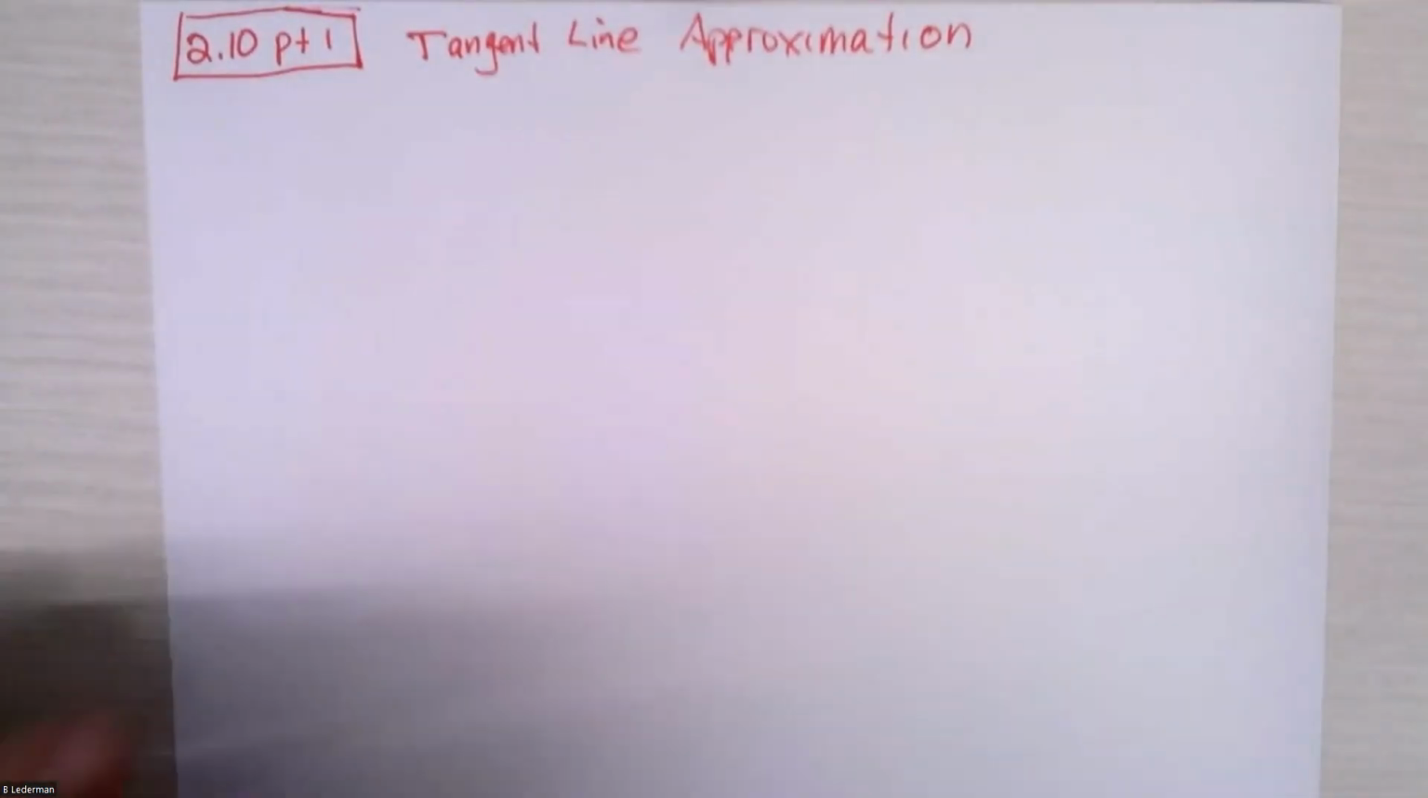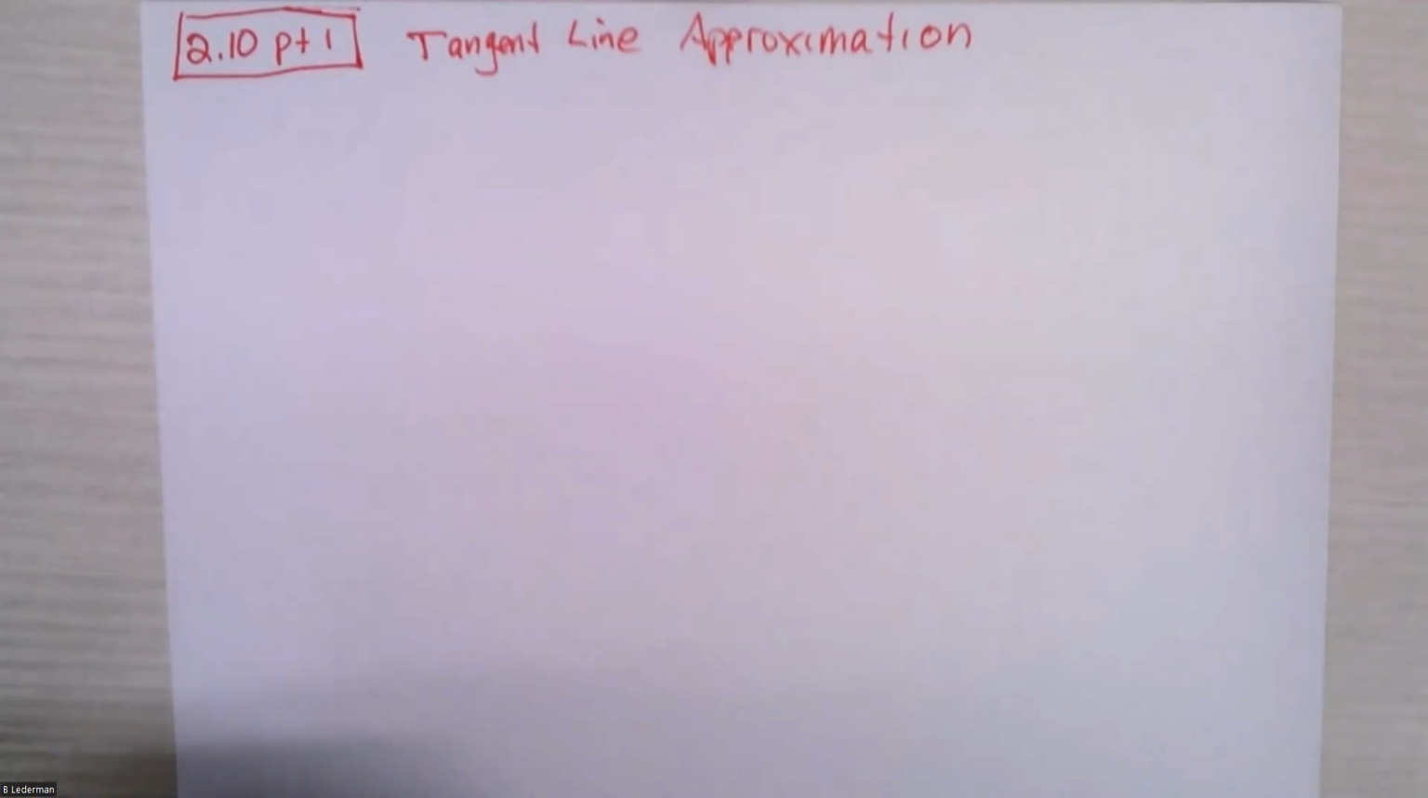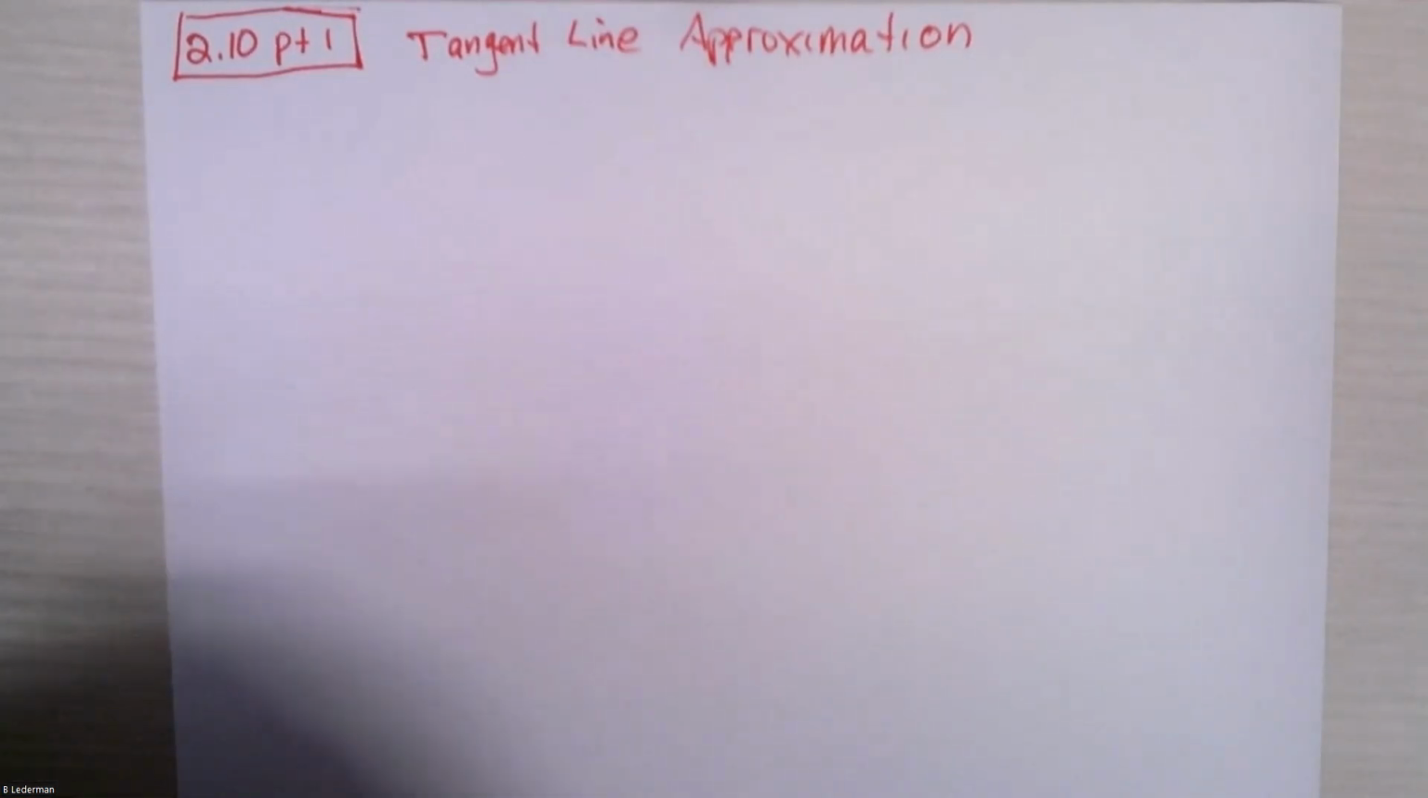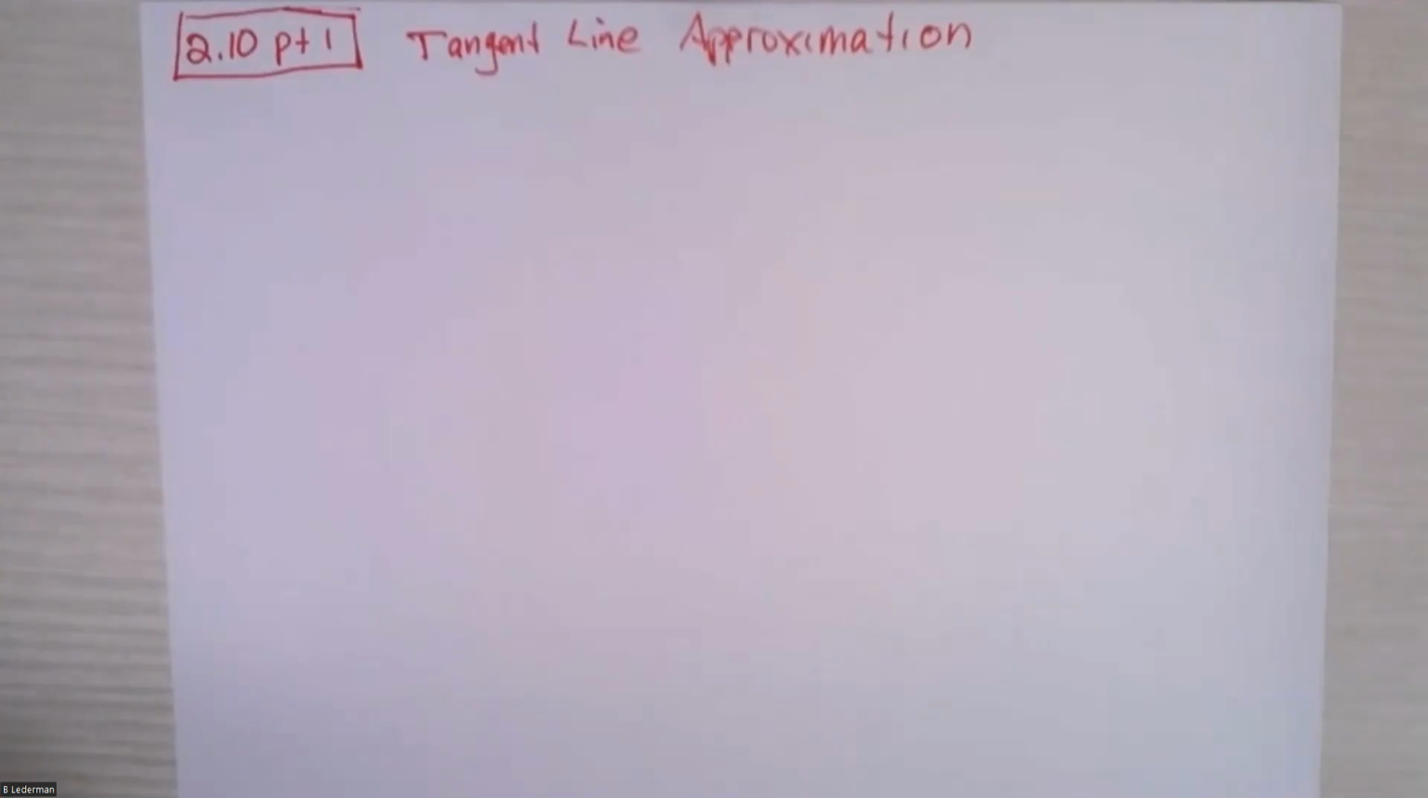Hey everybody, my friends. We're starting 2.10 part one, and this is called tangent line approximation. And I gotta say, to me, this is one of the most fascinating areas of calculus, or one of the most fascinating topics that we're going to be doing in calculus. So let's just take a quick look at it.